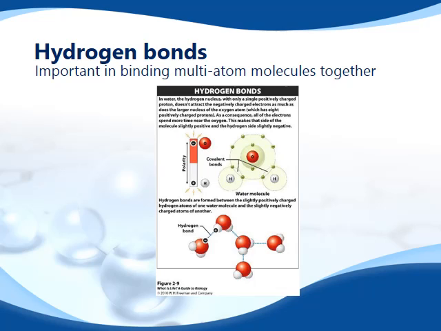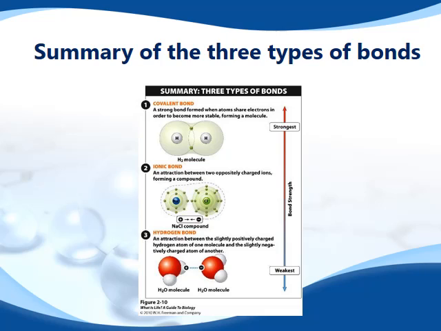Hydrogen bonds are important in bonding multi-atom molecules together. They are formed between a hydrogen atom in one molecule and an atom, often oxygen or nitrogen, in another molecule. In water, the hydrogen nucleus with only a single positively charged proton does not attract the negatively charged electron as much as it does the larger nucleus of the oxygen atom, which has 8 positively charged protons.